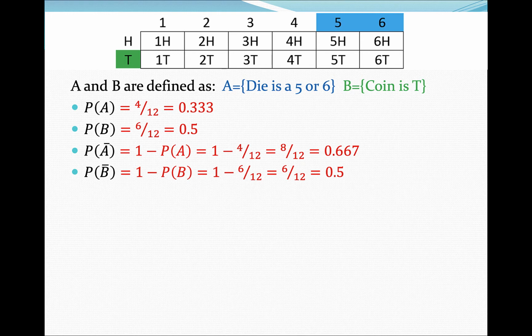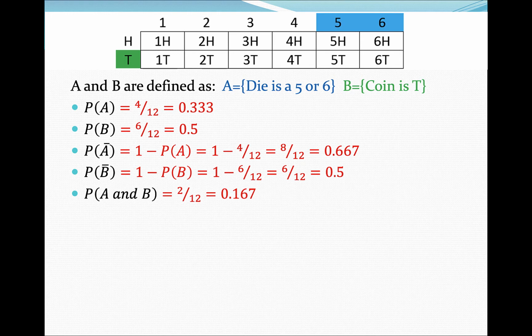So if you look at the table here, you'll see there's only two outcomes where both the die is a 5 or a 6 and the coin is tails. And those two outcomes are that 5T and that 6T. The bottom right corner is the overlap between that bottom row and those last two columns. So that means the probability of A and B is those two outcomes, that 5 tails and 6 tails. Those are the two outcomes that satisfy both. Out of the 12 possible outcomes in the sample space, that will give us that 0.167.